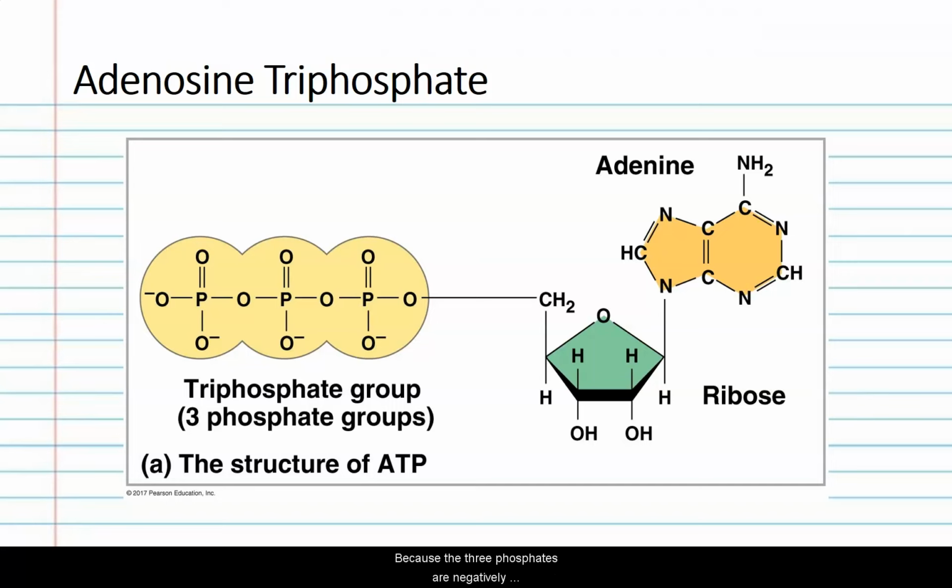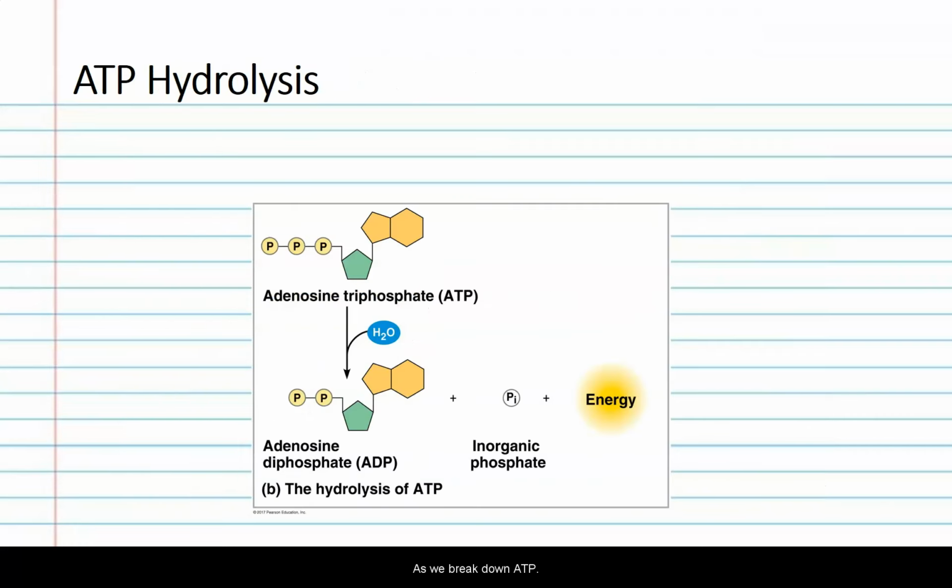Because those three phosphates are negatively charged, it requires a substantial amount of energy to attach those phosphate groups to the molecule. As we break down ATP, right, as we release one of the phosphate groups, energy is released with it. So in this recycling of ATP, in the production of ATP, we're putting energy on the molecule, and then in the hydrolysis of ATP, we're releasing energy from the molecule. That is at the core of all of our different biochemical pathways and different types of cellular work.